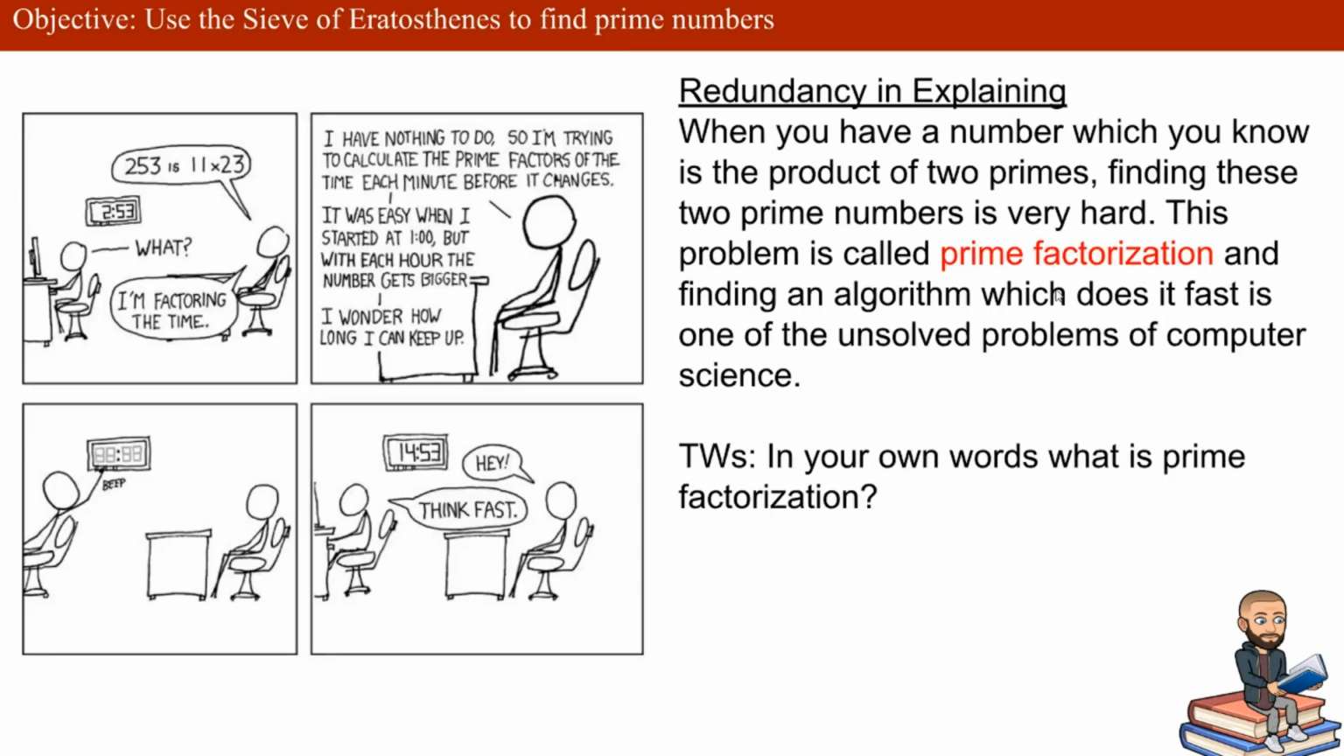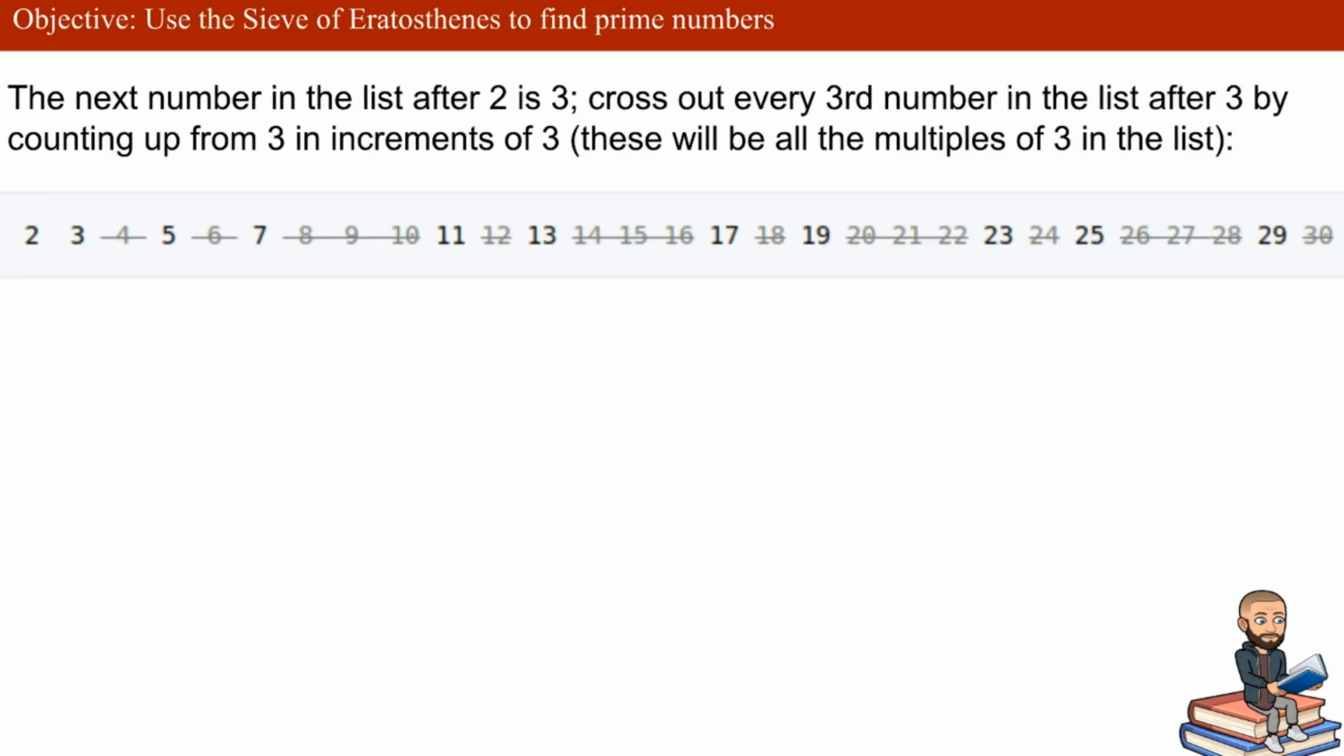is very hard. This problem is called prime factorization, and finding an algorithm which does it fast is one of the unsolved problems of computer science. So if you hear anyone talking about prime factorization, that's what they are talking about.